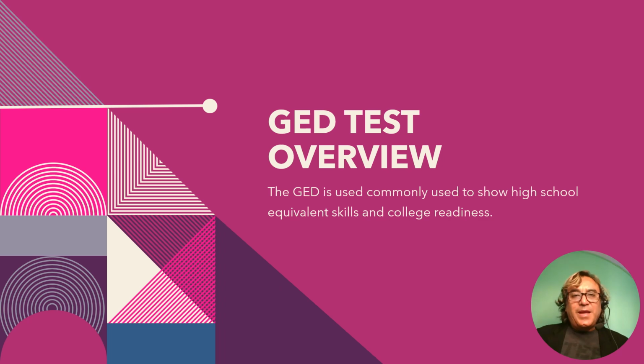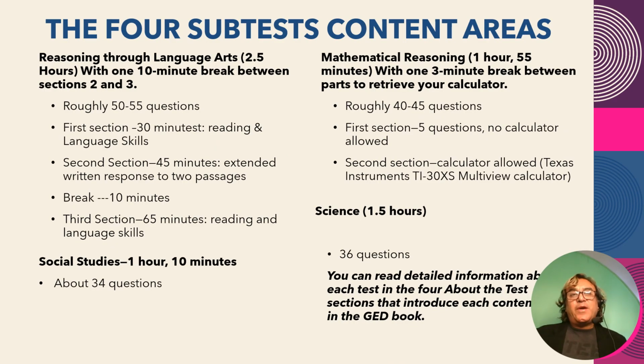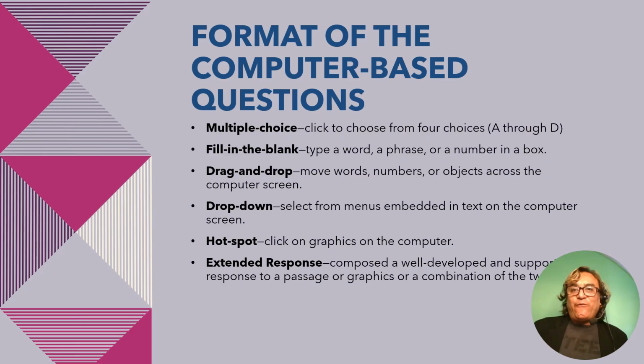The GED is commonly used to show high school equivalent skills and college readiness. It has 4 subtest content areas. This is a summary of the 4 content areas testing details. The content areas are reasoning through the language arts, mathematical reasoning, social studies, and science. This is a summary of the format of the GED questions. We have multiple choice, fill in the blank, drag and drop, drop down, hotspot, and extended response.